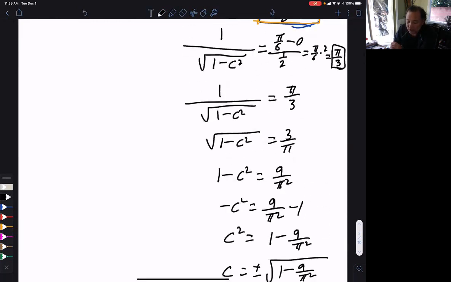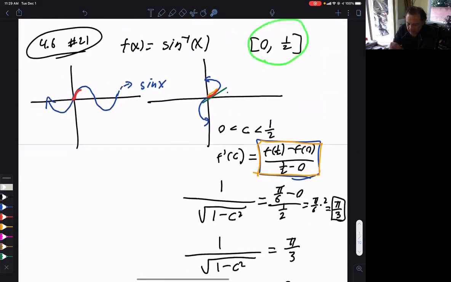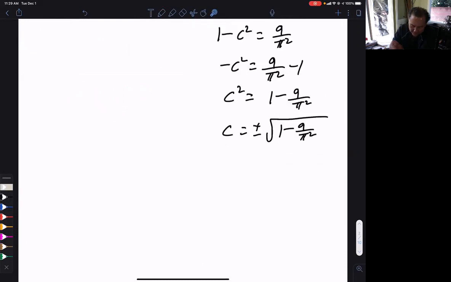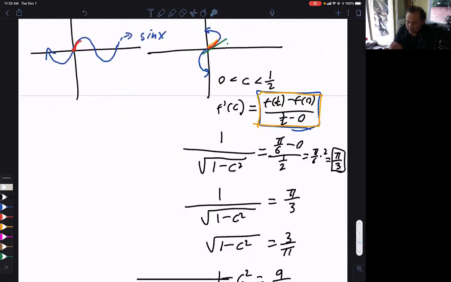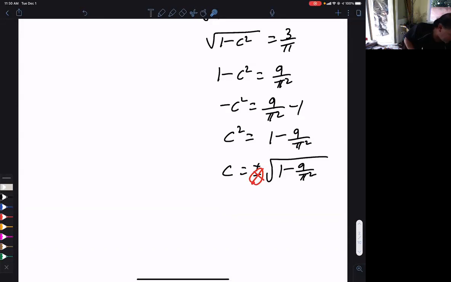Okay, first note, the C that's guaranteed is between 0 and 1/2. I claim it can't be negative because that's not between 0 and 1/2. So the C that they guarantee is that, as long as that number is between 0 and 1/2, and I believe it is. I hope. I don't know if it is or not. Well, it's got to be because the mean value theorem guarantees that. So that's my answer, and I'm sticking to it. That was part B.